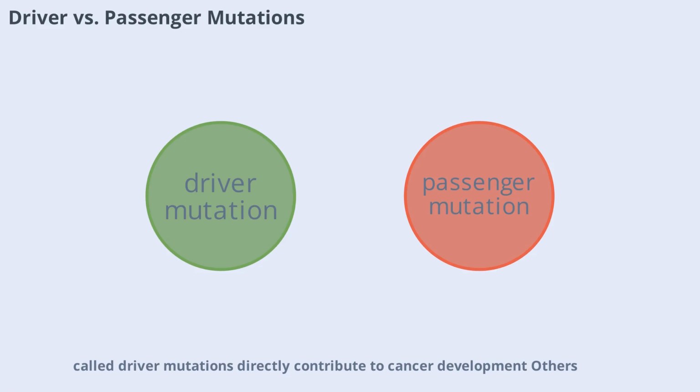Not all mutations in cancer cells are equally important. Some, called driver mutations, directly contribute to cancer development. Others, known as passenger mutations, are just along for the ride. Identifying which mutations are drivers is crucial for developing targeted therapies that attack the root causes of cancer.